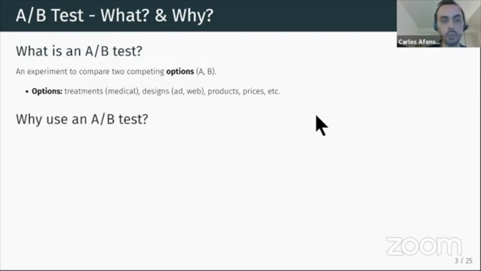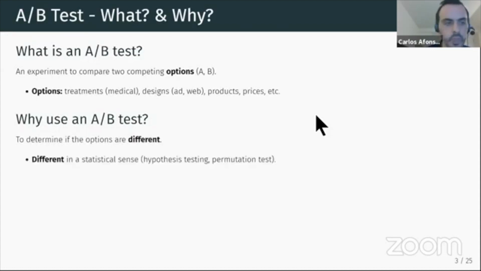Now, why do we use the A/B test? The answer is kind of similar, and you already provided that answer as well. We want to determine if those two options are different. Okay, different how? More technically, we want to determine if they are different in a statistical sense. That's why we're going to need to do hypothesis testing and the permutation test, and we can do the hypothesis testing with the permutation test. Now, that's the more technical part.